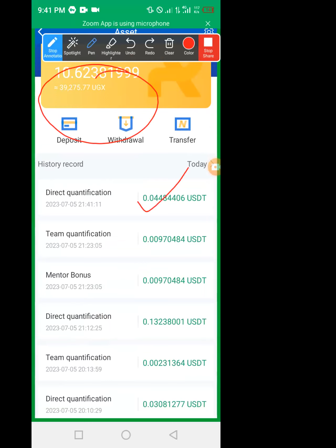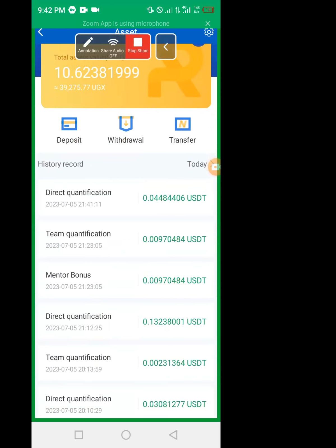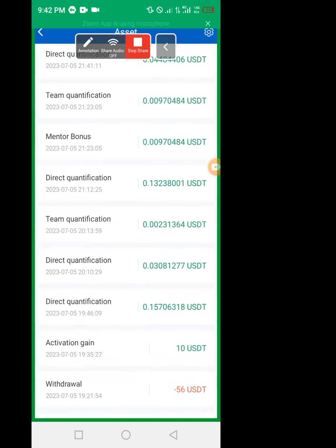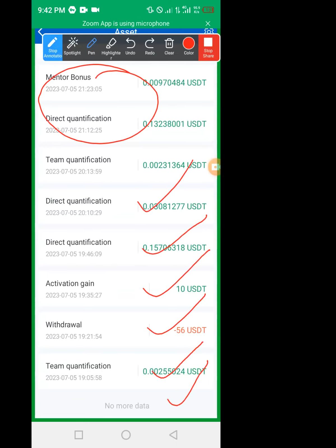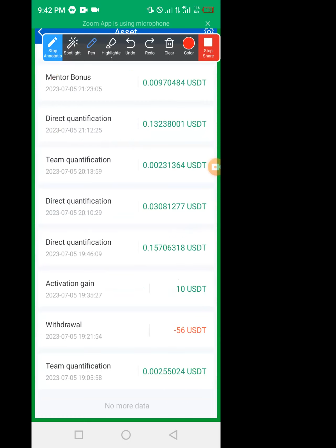I can see direct quantification, team quantification, mentor bonus, direct quantification, team quantification. These are earnings that have come from people who have made money this evening, because now we are in a new day. We are on the 6th. With the Royal Q, a new day starts at 7 p.m. And there is another activation. Someone has joined my team. I don't know who that is, but I'm going to check.